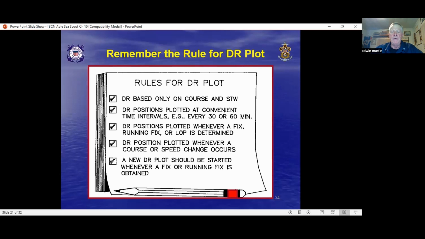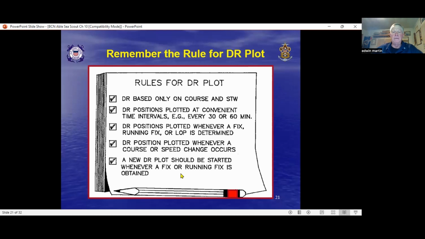You always start a course, start a new DR plot. A new DR plot should be started whenever a fix or running fix is obtained. That's pretty much the same as the DR positions plotted whenever a fix or running fix. Just a little bit of a reminder that a new DR plot should be started whenever you have a fix or a running fix, or when you start a new DR plot.